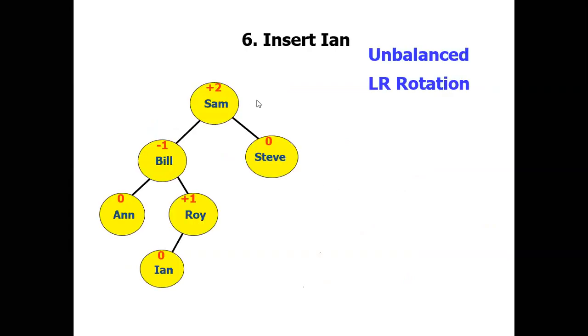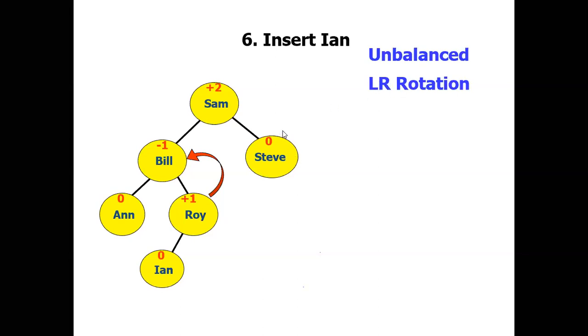So let's add another node, Ian. When we do that, Sam is now heavy as a result of an addition that was performed to a node that was added to the right. So what do we need to do? We need to balance this node. And the kind of operation we're going to do is, remember that this is neither LL nor RR, that is, not left-left and not right-right rotation. So in this case, you have left-right rotation.